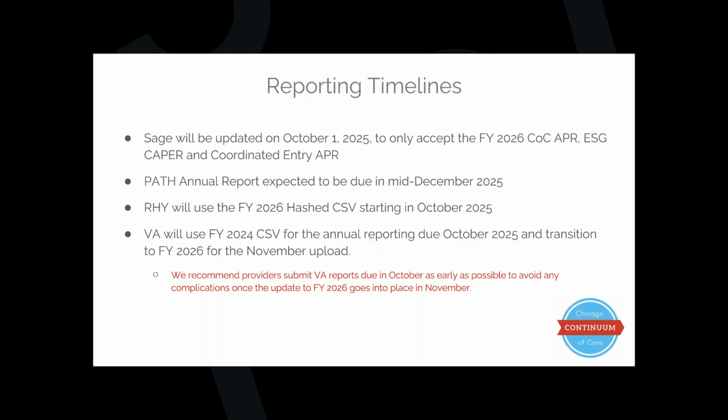So this is pretty important just because if you are a VA provider, you're going to want to make sure that you are submitting your October reports as soon as possible and making sure that they get submitted, because once the transition over to the fiscal year 2026 reports for November happens, it might cause some complications if you're going back running the October report in November. So just to avoid any of those complications, we just strongly encourage that you get those submitted as soon as possible.